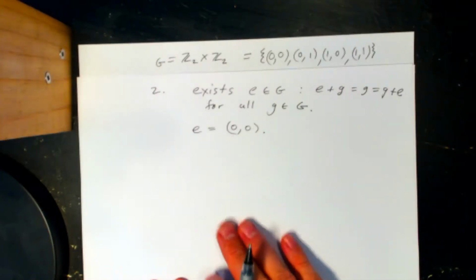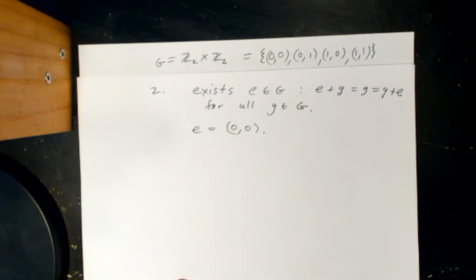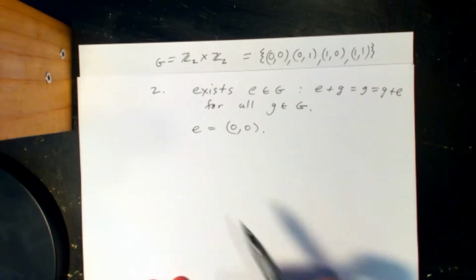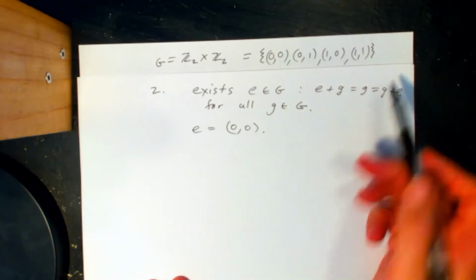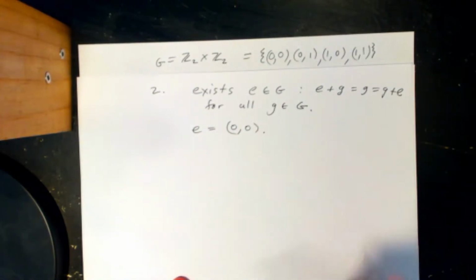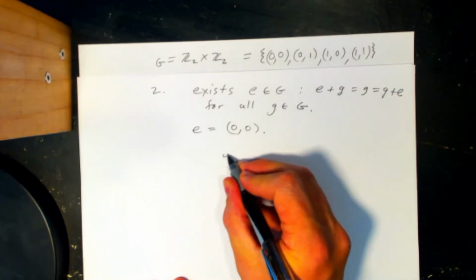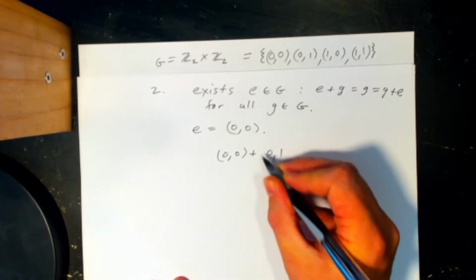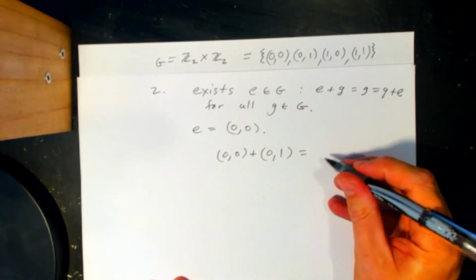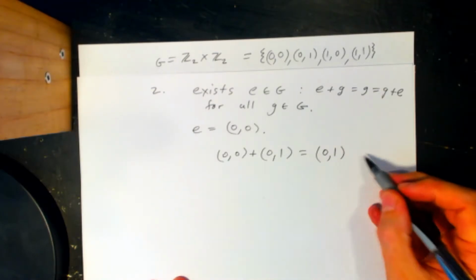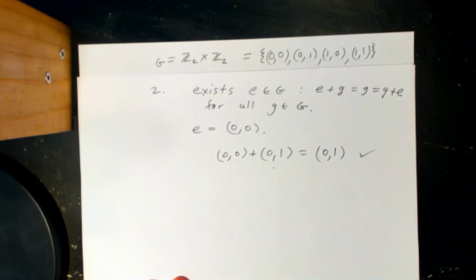Okay, so now to show that this element exists, we produce it, and then we show that it holds for all of the G in the set there. We can go through exhaustively and do that. So 0, 0 plus 0, 1 gives us 0, 1. Okay, so tick, that holds there.